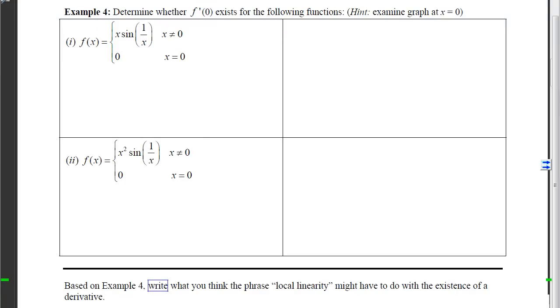Okay, with example 4, our algebra tools are not going to work for us, so we have to work a little differently and think about what it means to actually have a tangent line. Remember way back in section 2.1, if I had a function and I nailed down a point and then I dragged another point onto that point, the original one, I ended up getting a series of secant lines whose limit became the tangent line.